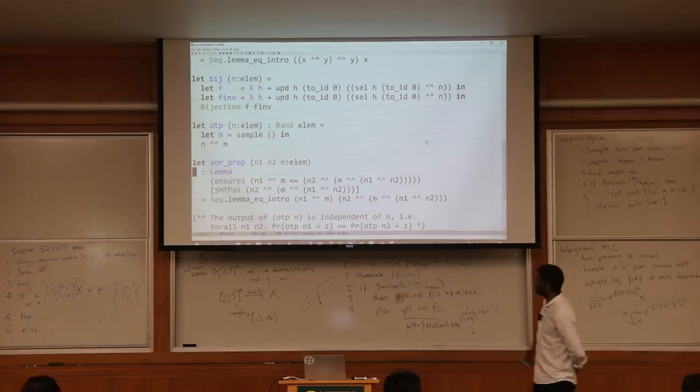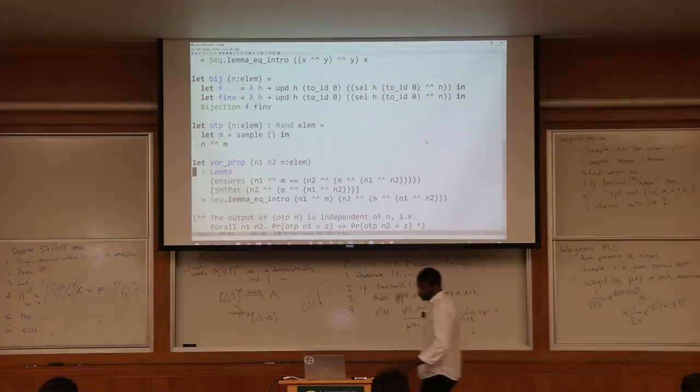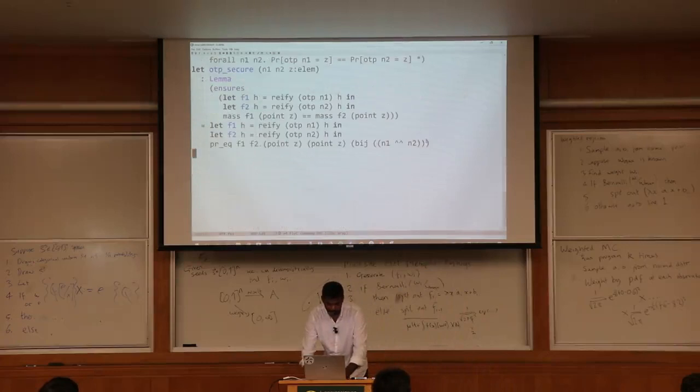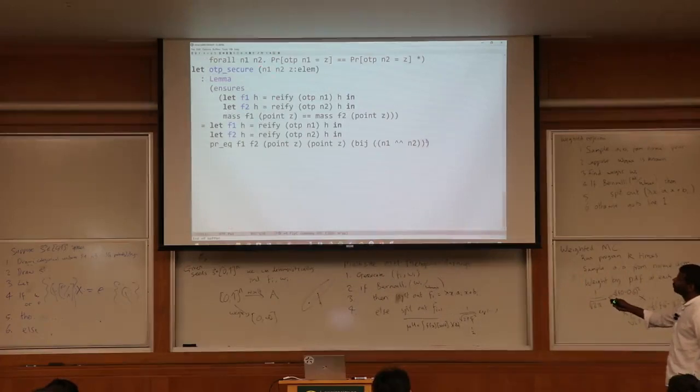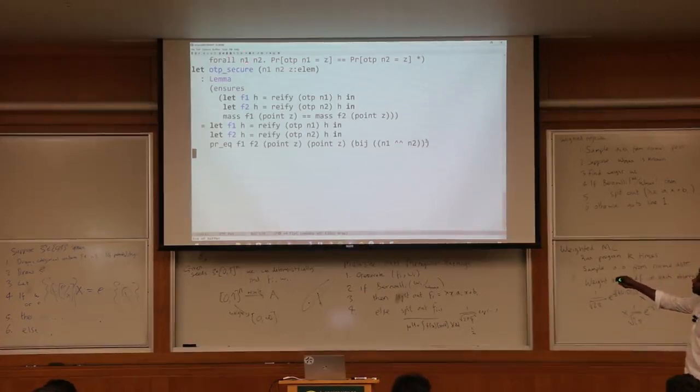And I want to prove that this guy is perfectly secure. So the way in which I'm going to prove it is using this lemma. And this lemma says that if I have two messages, N1 and N2, maybe read this line first, the one at the top. What I want to prove is that for all pairs of messages, N1 and N2, the probability of OTP on N1 returning some distinguished value C is equal to the probability of OTP on N2 returning that value. So arguably, I hope you agree that a statement like that is a characterization of perfect security.